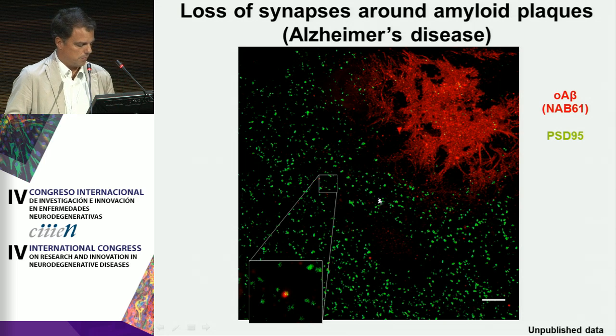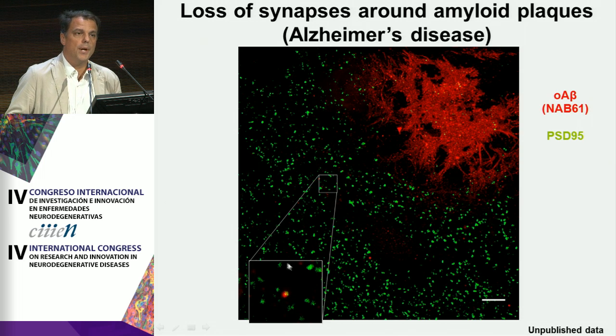This is human brain from our lab. This is a plaque. You see that the definition you get with this technique is very impressive. You can see the synaptic markers here in green surrounding it, and we can also see how some oligomeric forms of A-beta are in close contact with synapses surrounding the amyloid plaque.